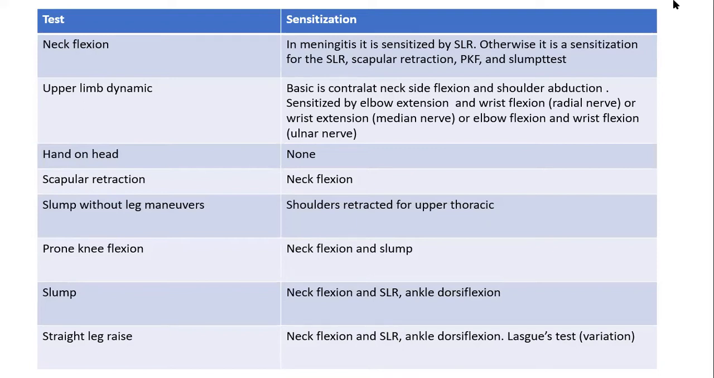Okay, so the upper limb dynamic tests. Contralateral neck side flexion and shoulder abduction are common to all three tests. So you can sensitize it by doing elbow flexion and wrist flexion, which is the radial nerve; wrist extension and elbow extension, which is the median; elbow flexion and wrist flexion, which is the ulnar. Now, if you're really going to argue that these are neurological symptoms, then they must be neurological in quality. That is, it has to be lancinating, parasitic, or causalgic. We good there?